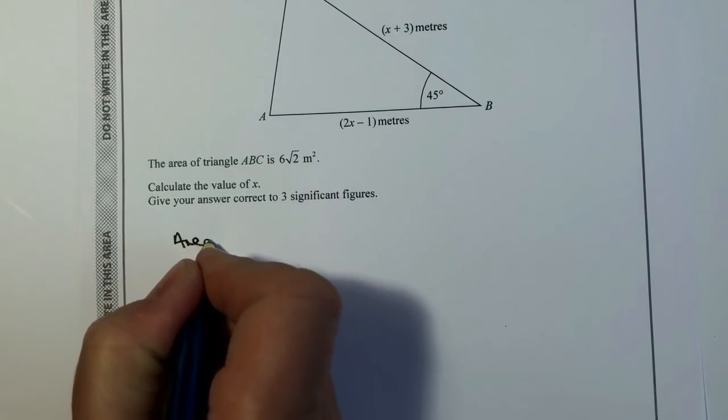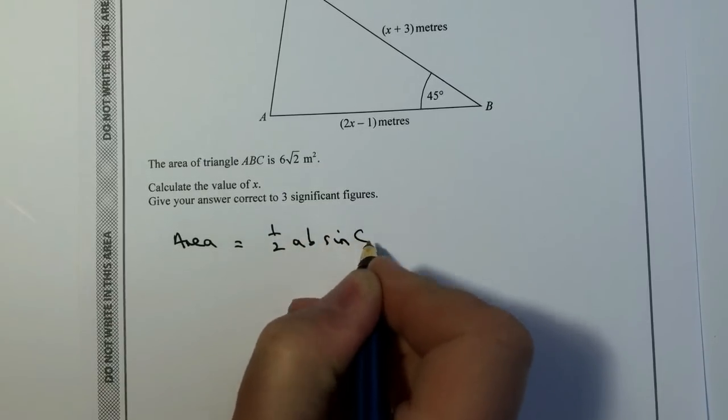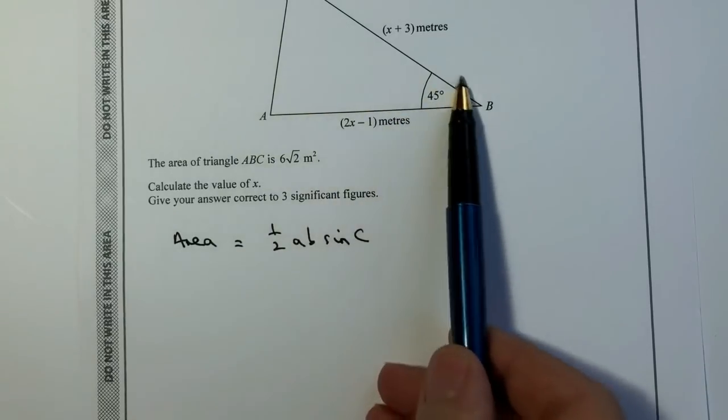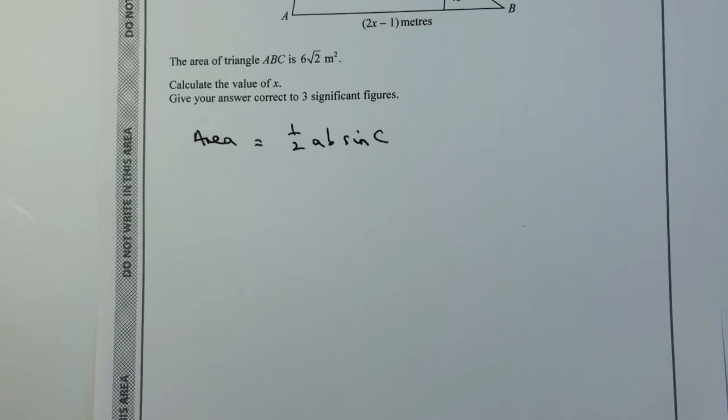Okay, well, there is a formula you need to remember, which is with this type of triangle, or any type of triangle, area equals a half ab sine C. Now you need to know this angle and these two lengths, which you do, albeit in the form of x. You also have been given the value of the area, so what we can do is plug this information into this formula and then use it to work out the value of x.